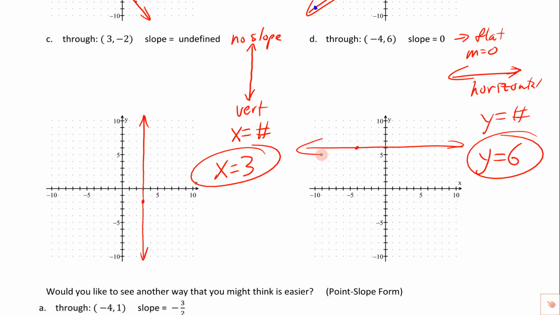It's horizontal, okay? Is that the line y equals 6? It is, because look where it crosses the y-axis. It crosses the y-axis at 6. It's parallel to the x-axis. It doesn't have an x-intercept. It doesn't cross the x-axis. And we're all set to go.